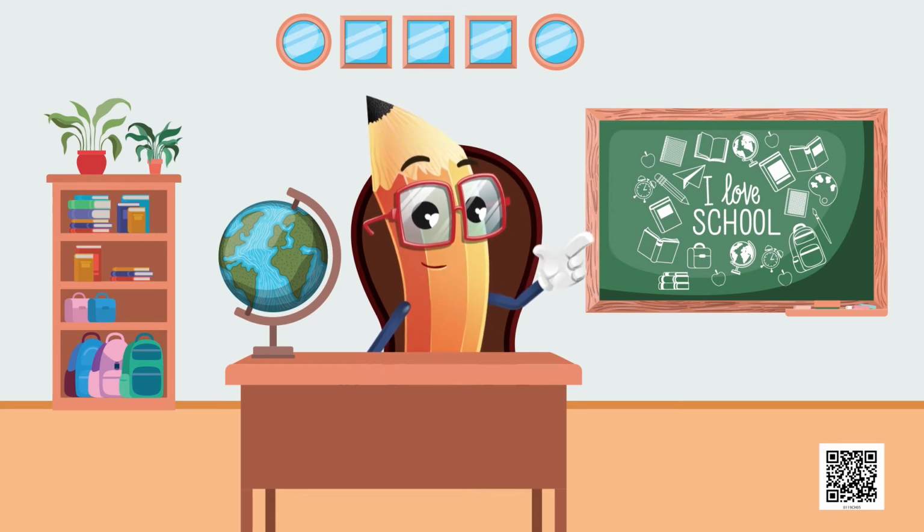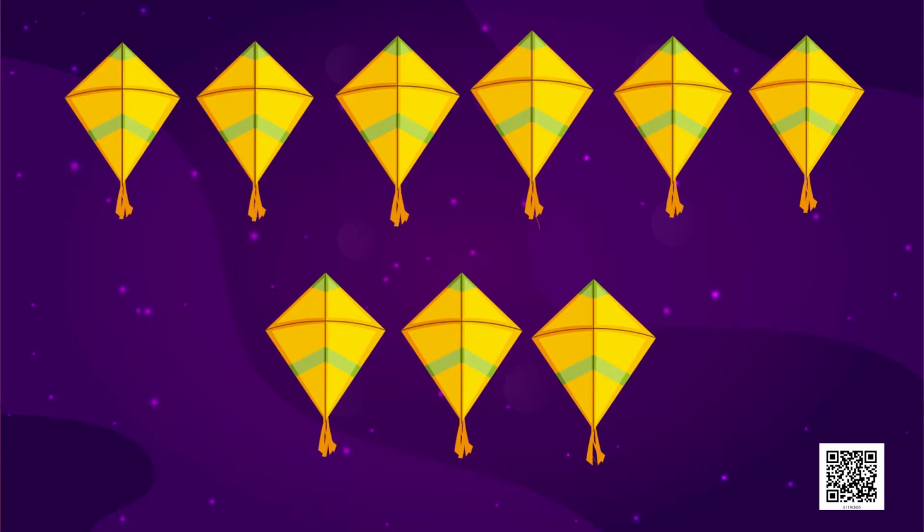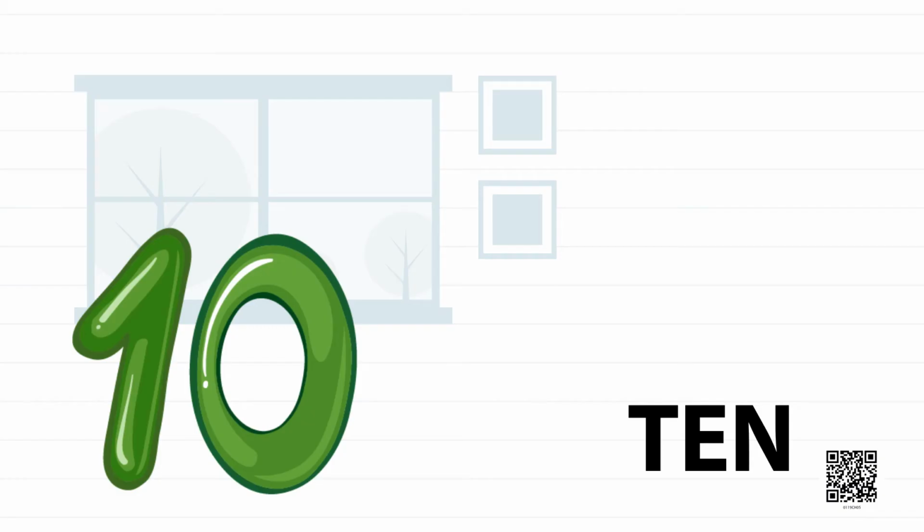Okay, now count and tell me, how many kites are there? 1, 2, 3, 4, 5, 6, 7, 8, 9. So children, do you also know the numbers that come after 9? Look here. If you know these numbers, then sing with me.